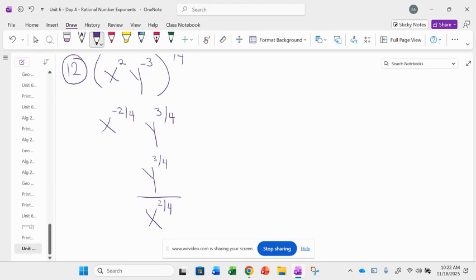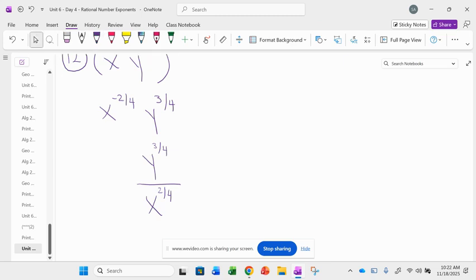How many people like changing to a radical and then rationalizing? How many people like rationalizing with the fractions? How many people like the radical? Okay, I'll show both ways. I'll do the fractions first.